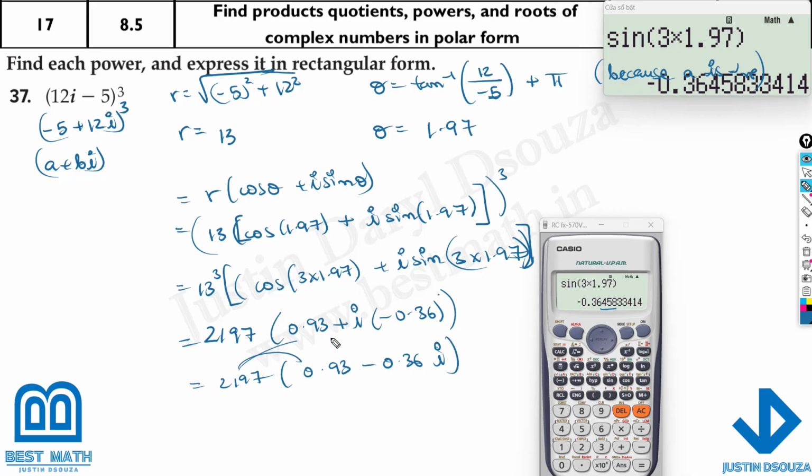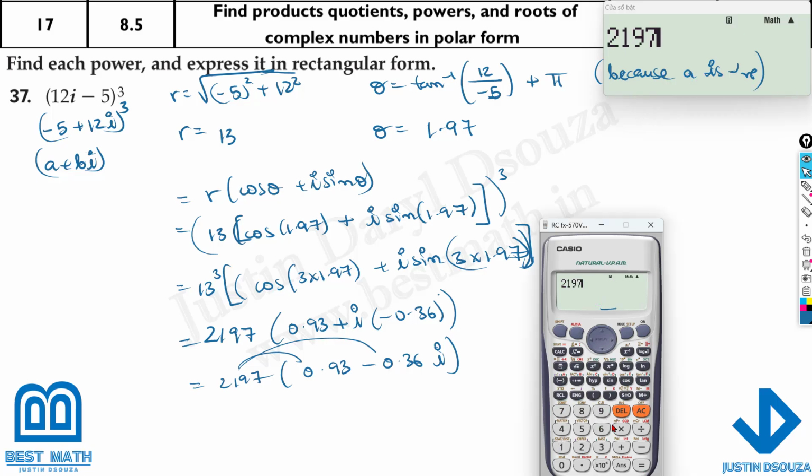Now it's not over. You need to multiply this value outside to both of these terms. So it'll be 2197 multiplied by 0.93. That's going to be 2043. I'll just write it as a whole number. Minus, now this one over here will be 36. But it is minus. You can just write this and then write the minus sign. That is also fine. You can write it as 791i. I've just rounded it off because they have not told any decimal points or anything. So even if you write this, you will get full marks.